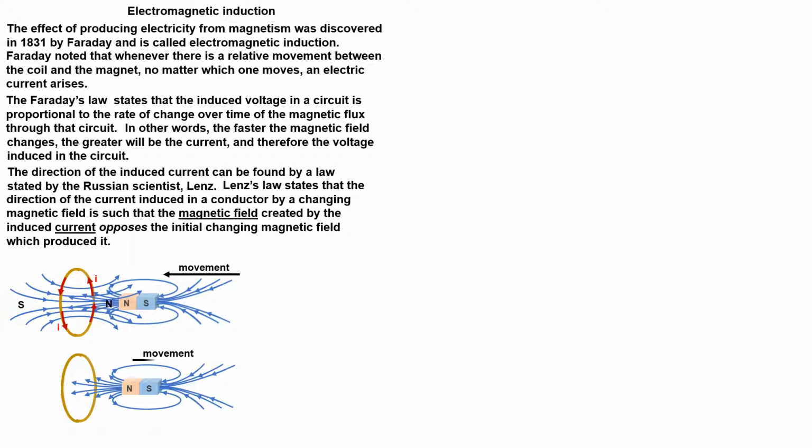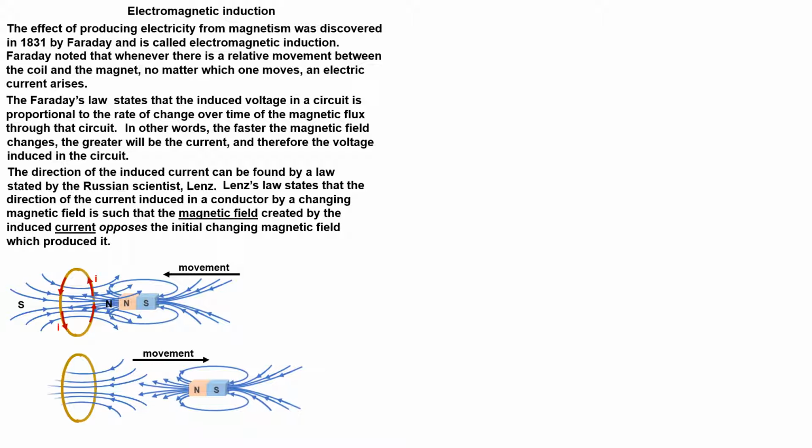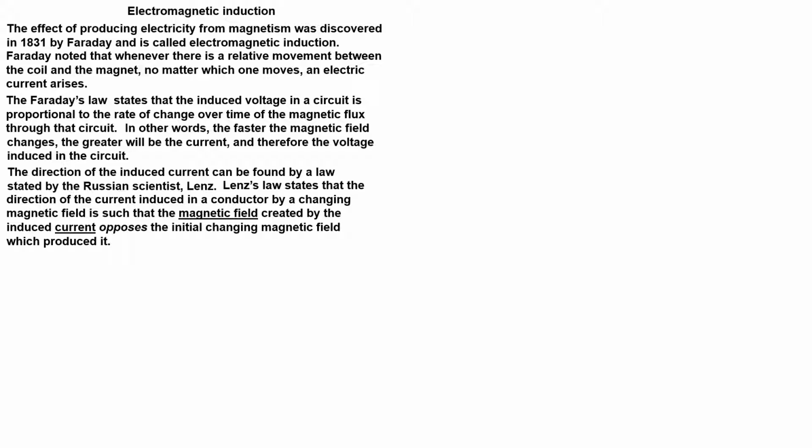When the magnet is moved away from the coil, the induced current creates a magnetic field around itself, and this magnetic field created by the induced current must oppose the initial changing magnetic field which produced it. The current in the coil makes a magnetic field that pulls the magnet. The right-hand grip rule shows how the current must flow. Therefore, the direction of the induced current is reversed. There is no current when the magnet is at rest.